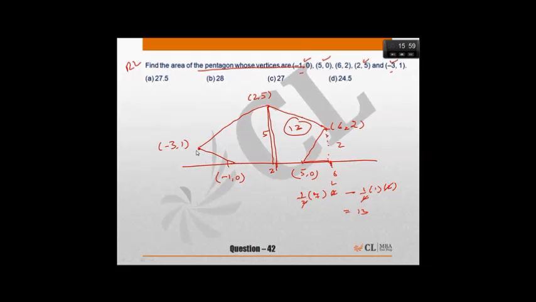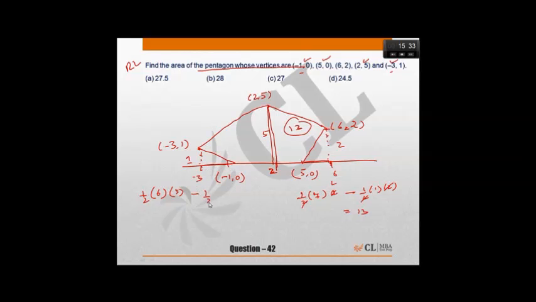What about this one? I can do a similar thing out here. So 5 and how much is this? 1. So half sum of parallel sides is 6 into distance between them. This is going to be minus 3. So minus 3 makes it from 2 to minus 3, 2 plus 3, 5. Minus this right angle triangle.